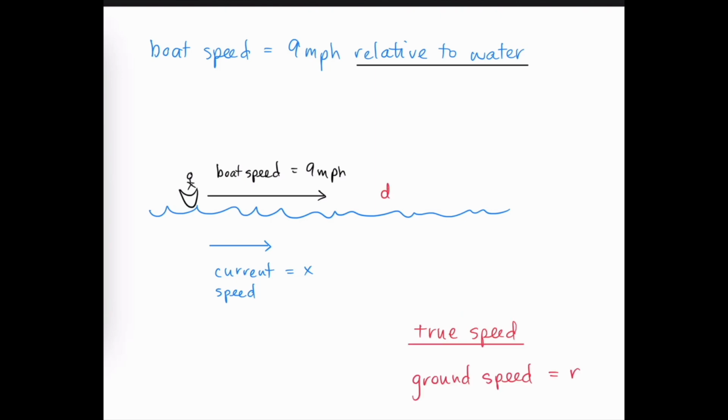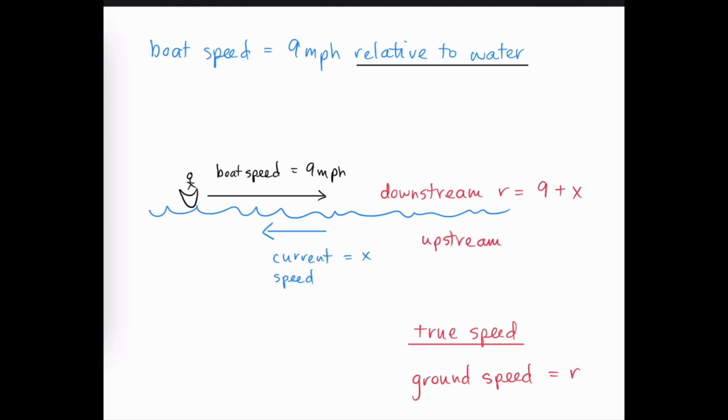Now in this concept drawing, our boat is traveling downstream because it's traveling in the same direction as the current. And the downstream rate is going to be the speed of the boat plus the speed of the current. The current is making that boat go faster. However, if the boat were traveling upstream, which means against the current, then the true speed or the ground speed of our boat would have to be 9, the speed of the boat, minus the speed of the current. The current is slowing the boat down. Notice that this is 9 minus x and not x minus 9 because the boat does need to be traveling faster than the current in order to be able to return back to where it started.